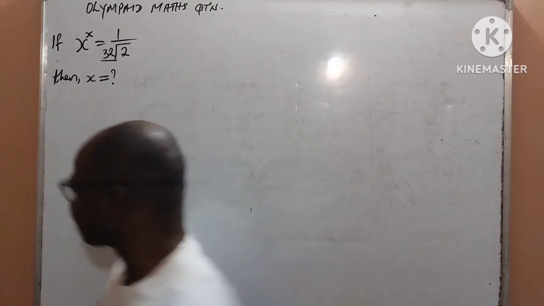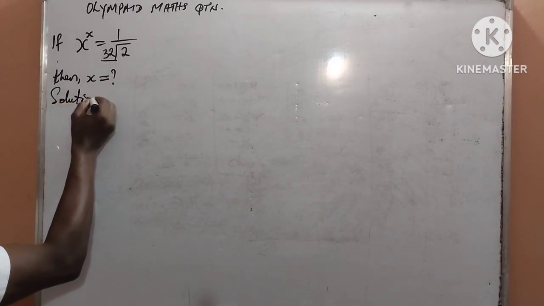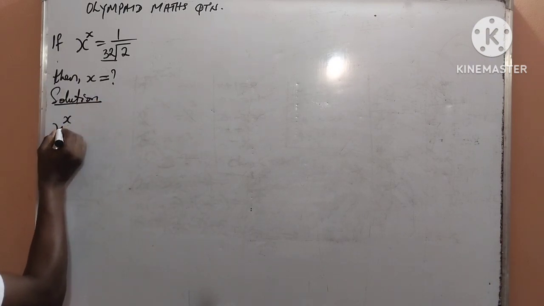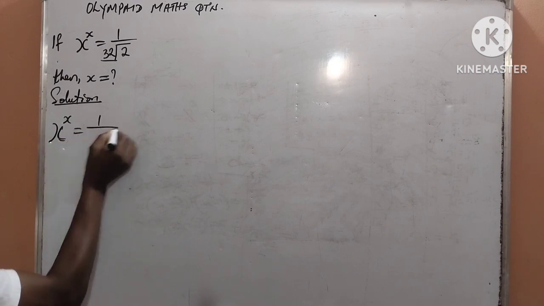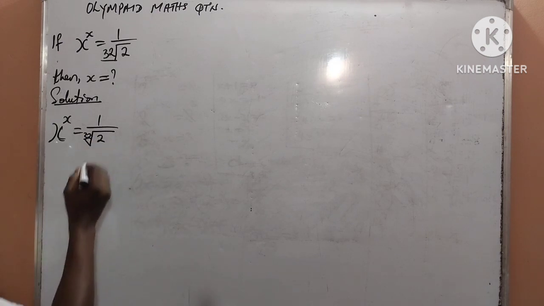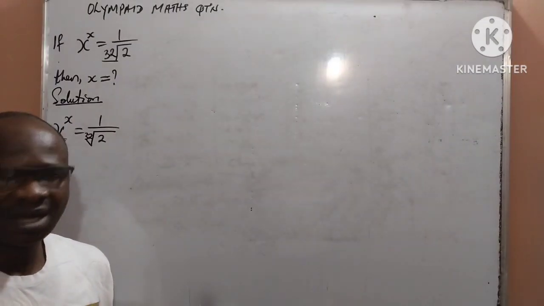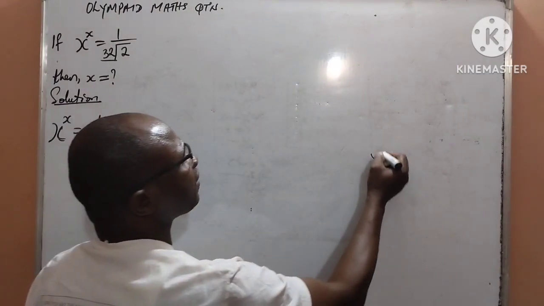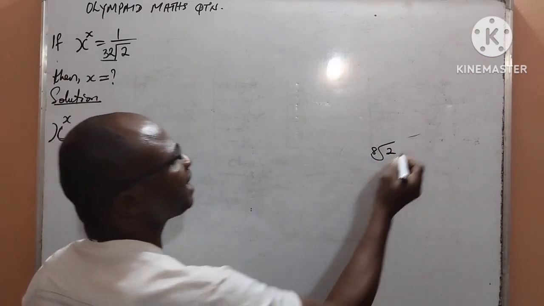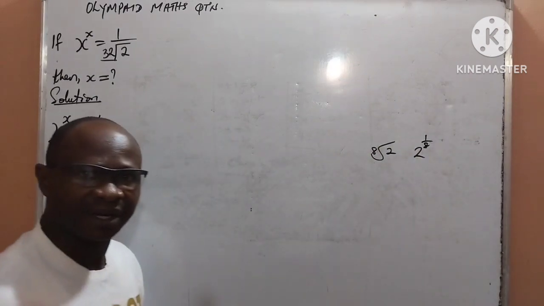Let's dive in and solve together. By solution to the question, I am given that x raised to the power x is equal to 1 all over the 32nd root of 2. Now, I will start solving this question from the right hand side. And you know that if you are given the 8th root of 2, it means 2 raised to the power 1 all over 8. That is the meaning.